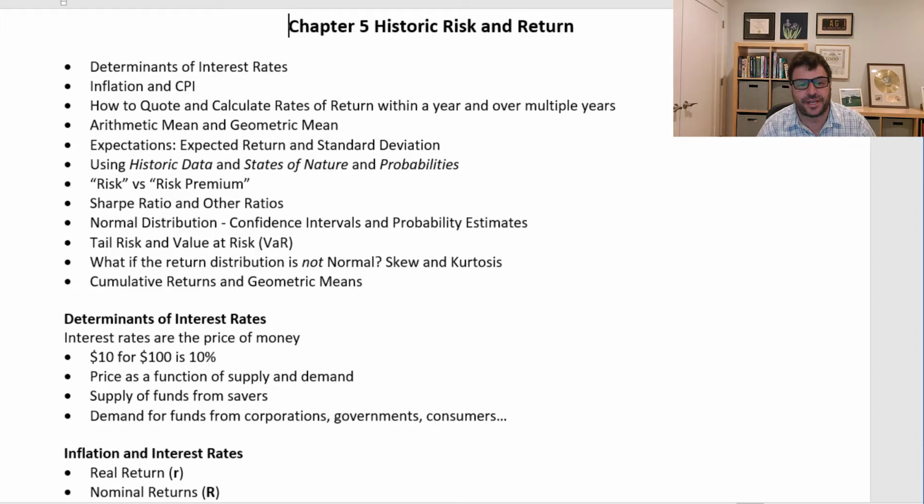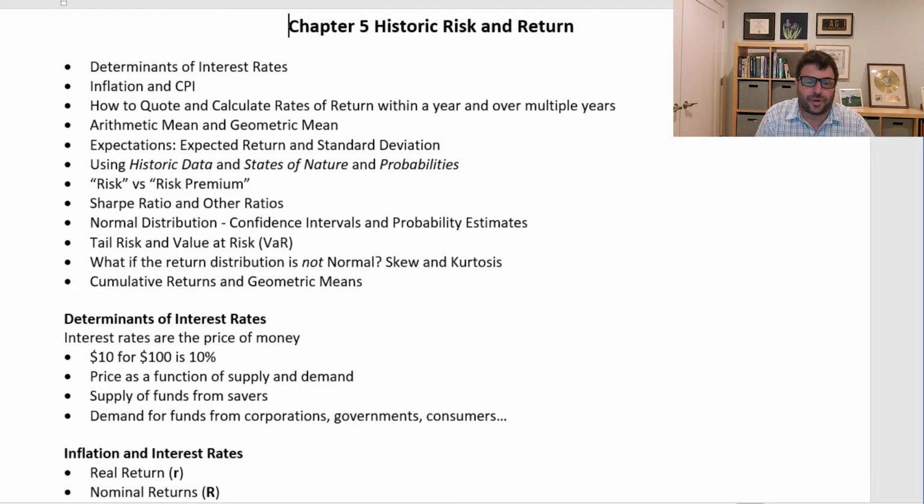We'll talk about expectations, expected return, and a deviation about that expectation, a standard deviation about that expectation. We'll talk about ways to calculate this using both historic data, but then also sort of expected data, states of nature and probabilities. We'll talk about risk versus risk premium, the terminology here. We'll talk about Sharpe ratios and other ratios of risk and return.